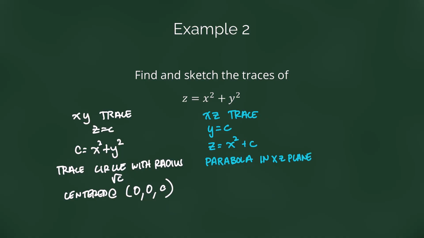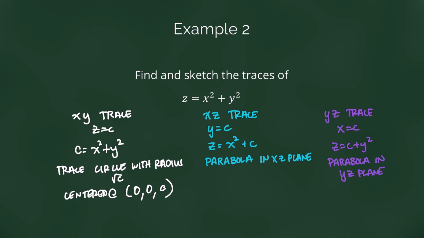Lastly, we can look at the yz trace, which is where we let x equal c. When we do that, we get that z is equal to c plus y squared, and this is going to be a parabola in the yz plane.